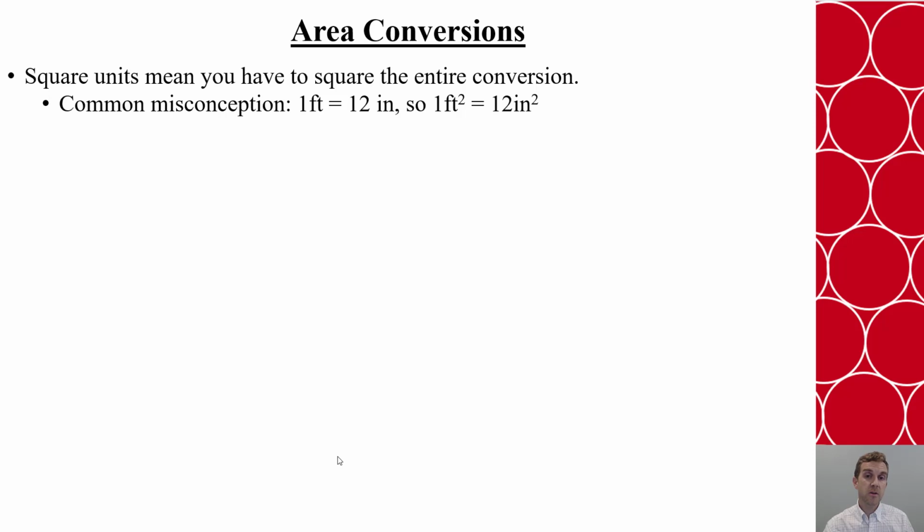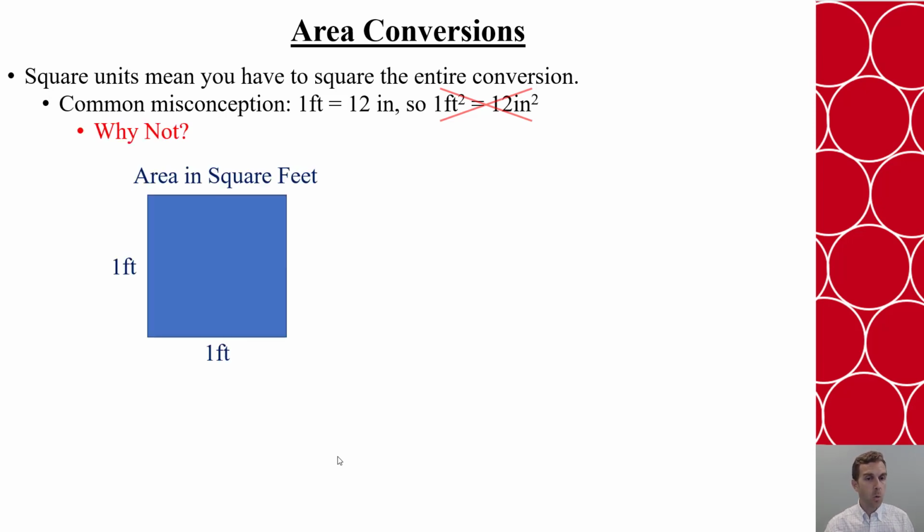Now, when we go to converting areas, we have to pay close attention that we're converting the entire thing by the square because the units are now squared. Often students will say that since 1 foot is 12 inches, 1 square foot must be 12 square inches. That is not true. Let's look at why that would be inaccurate.